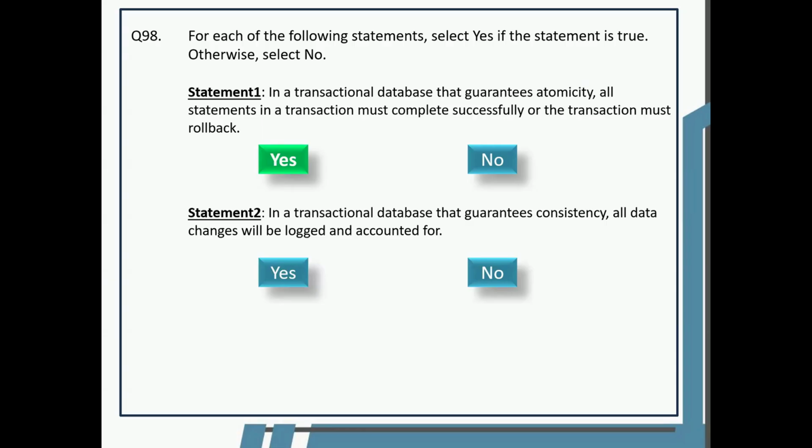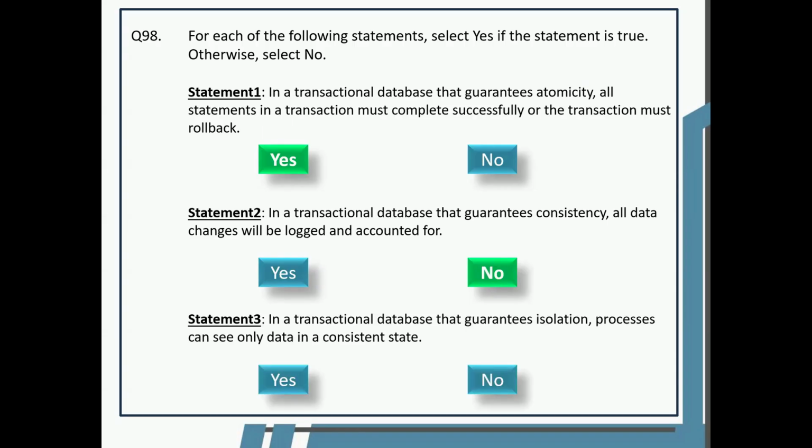Now, the second statement is: in a transactional database that guarantees consistency, all data changes will be logged and accounted for. This statement describes durability, not consistency. Consistency ensures the database moves from one valid state to another, maintaining all predefined rules, constraints, and data integrity.